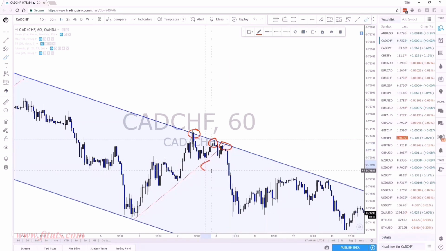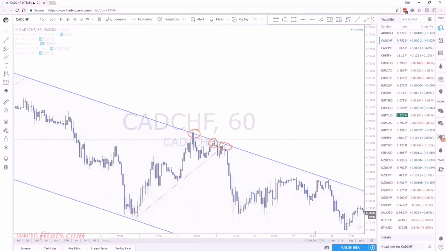If it would have broken out here, we would have had a little bit of a wider stop loss, but because it ranged for a little bit, it actually helped us out and gave us a beautiful, beautiful entry. So we jump up to the 4-hour.